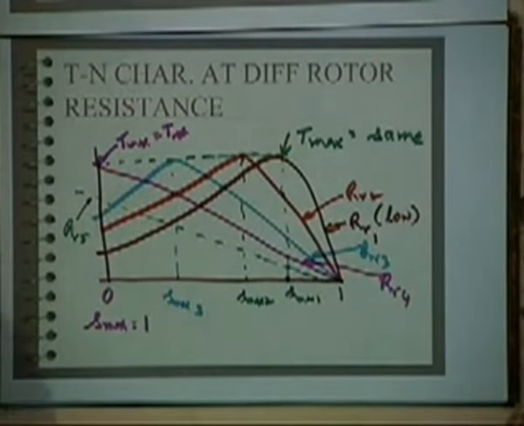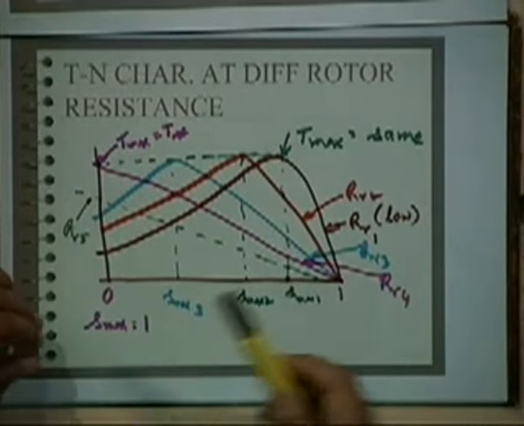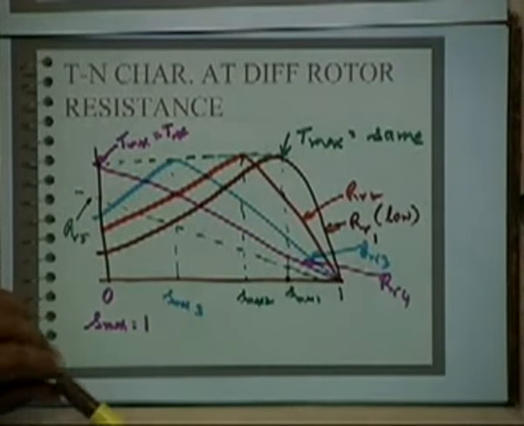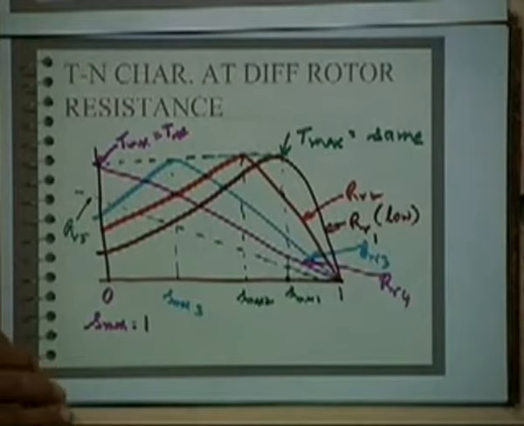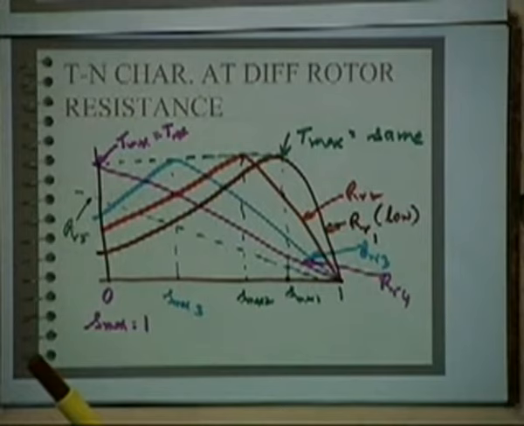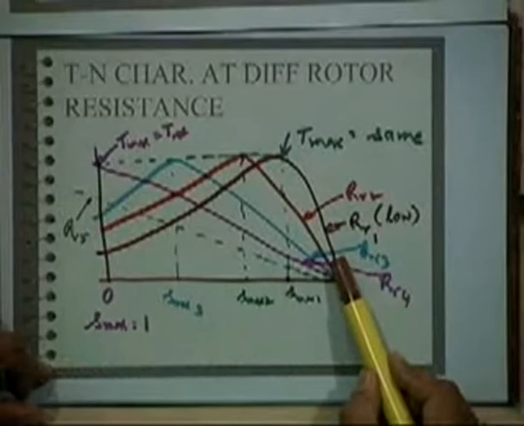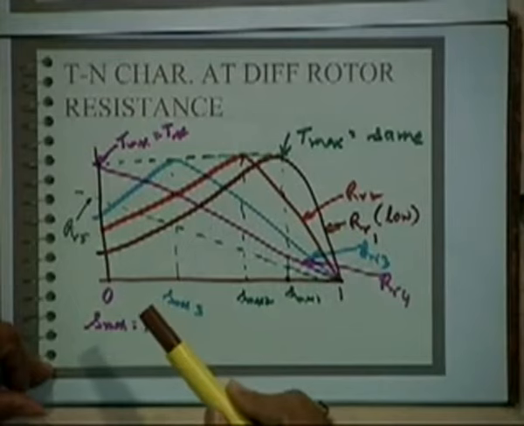So this is an important thing. You are told that if the operating slip increases, rotor loss increases. Rotor loss is slip times air gap power. Rotor loss increases, rotor gets heated. And so it is desirable to have low rotor resistance. But if you have a low rotor resistance, starting torque is poor.